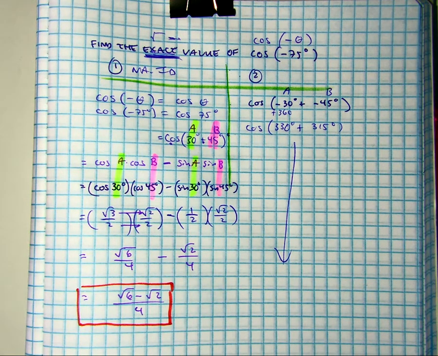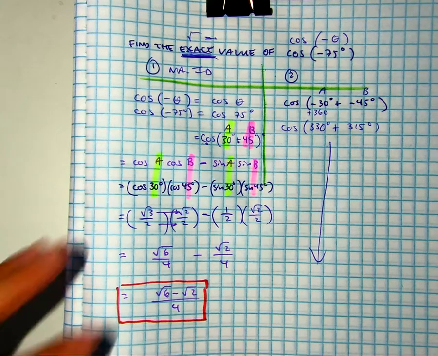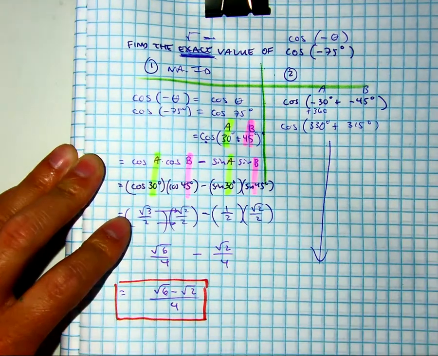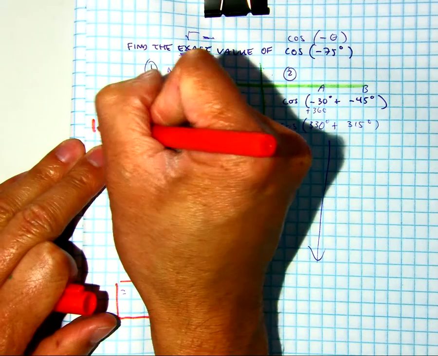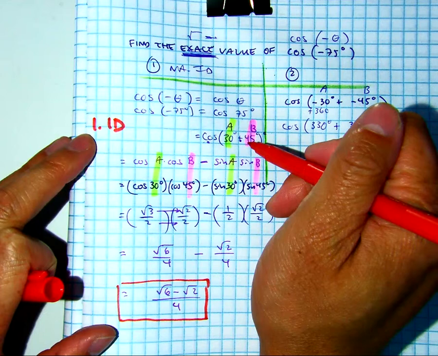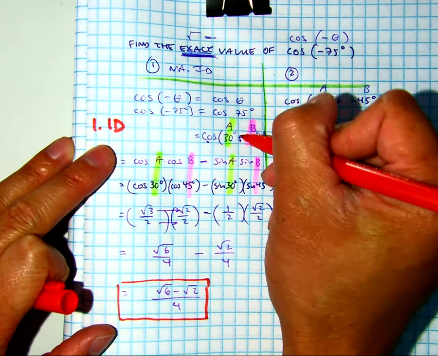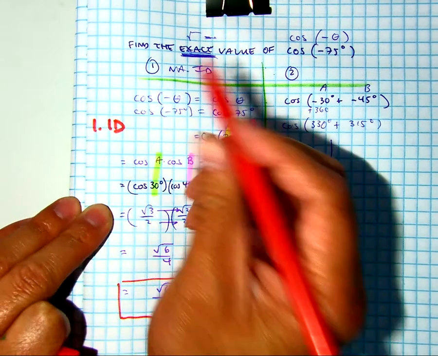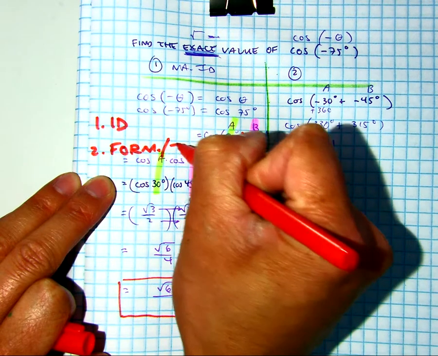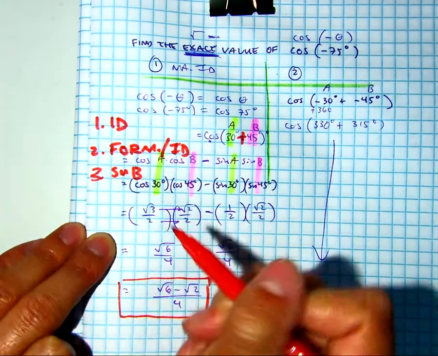If you had to break this up into steps, this is something you need to do. Class, what's the first thing we did over here? Negative angle identity. So look at your identities. Which identity did we use, class? Sum or difference? This is called the sum identity of cosine. Write down your formula or your identity. Substitute your A and B values. And then over here we just simplified.